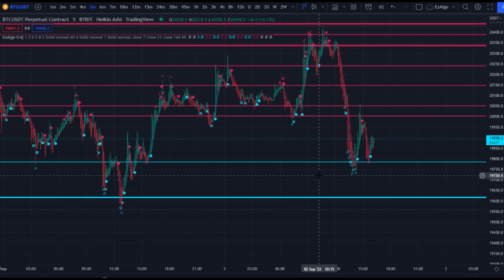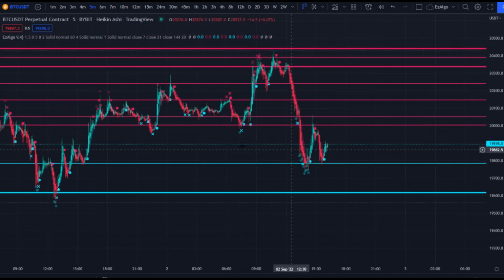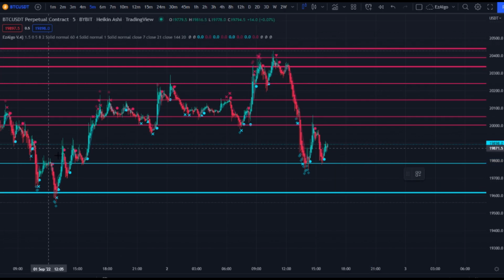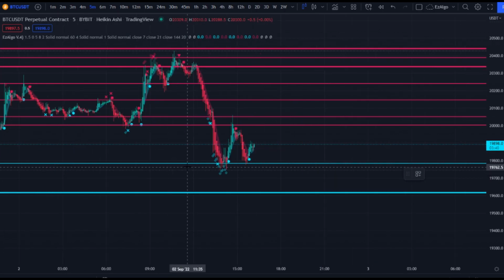I guess actually the correct word would be confluence, right? Confirmation is after you enter the trade. But before you even take the trade, you're going to be looking for a couple of things. The first thing I want to see is hopefully some EzAlgo reversal signals coming on the way down. When I see those EzAlgo reversal signals, I realize that price is oversold and that I should be looking for a long position. Another thing I'd be looking for are these EzAlgo mild buy signals, these blue X's.